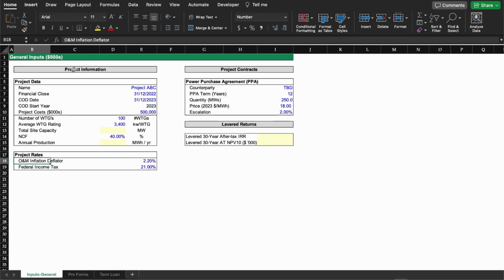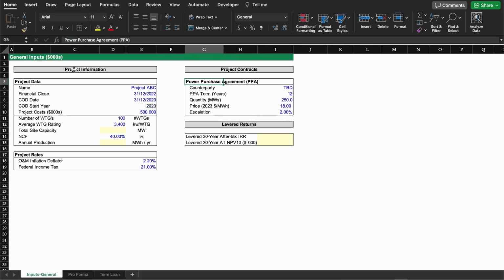That's cool. Project rates. So we have here the O&M inflation deflator. I'm assuming this is how much we have to escalate our O&M costs. And we have the federal income tax. Look, that tax, sorry.